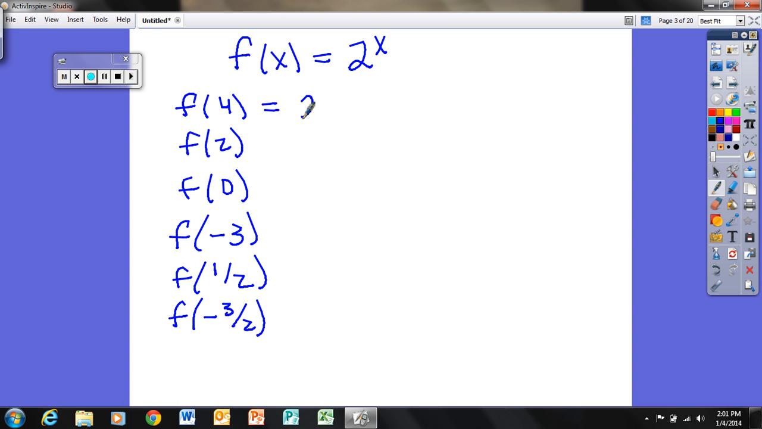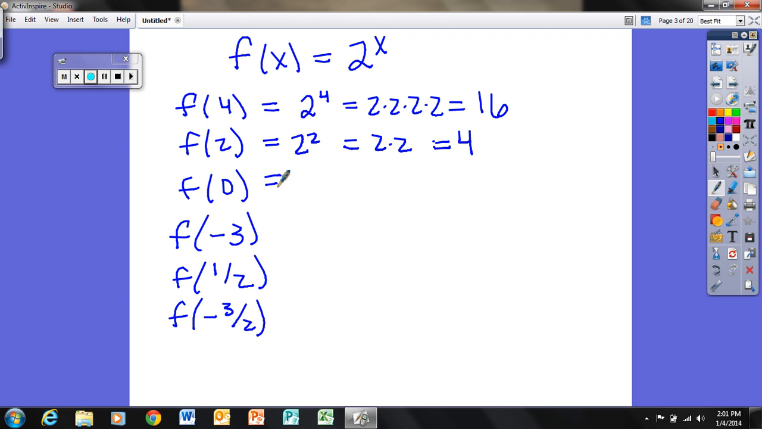So in this case, I'm going to have 2 to the 4, which is really the same as 2 times 2 times 2 times 2, right? And that's really the same as 16. So f of 4 is equal to 16. Same thing here. I'm just going to substitute in my x value, 2 squared. And that's really 2 times 2, which we all know is 4.